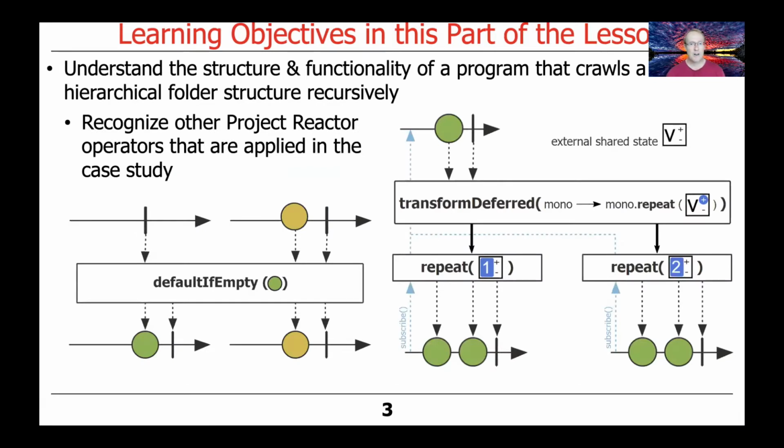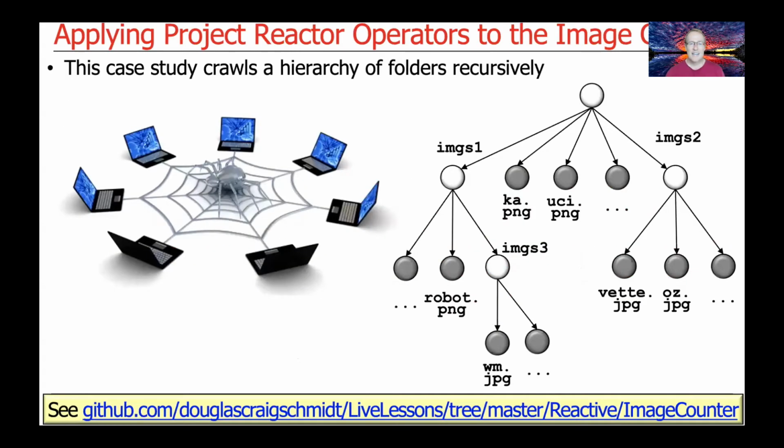We'll also talk about various project reactor operators that can be applied in this case study, some of which we've seen before, some of which are new. So again, this case study will be used to do a crawl of a hierarchy of folders recursively. As you can see, there's an entry point, which is the root of the hierarchy, and the hierarchy contains both subfolders as well as various files or contents, which could be images or HTML documents or whatever you'd like to store in the file structure.